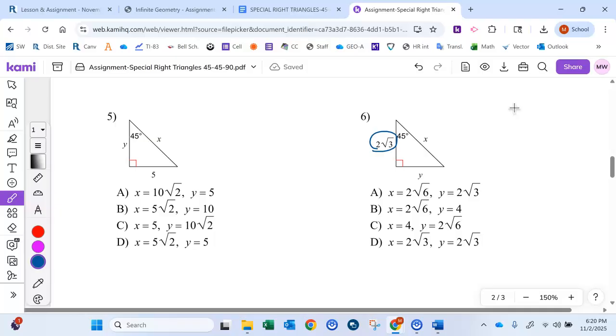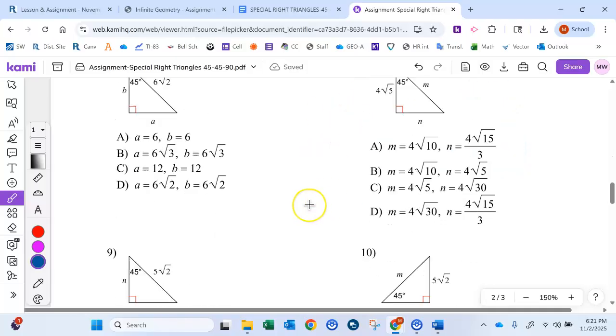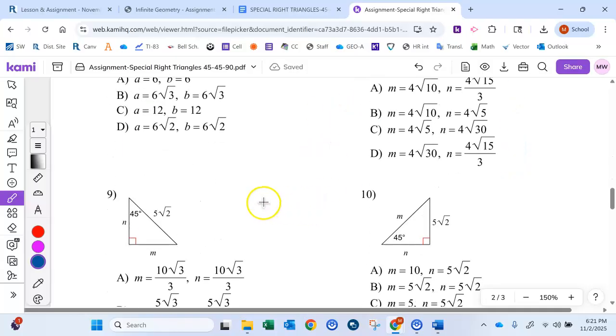Okay, so again, it's the leg, so that makes y also 2 root 3. And remember, leg times root 2 equals hypotenuse, right? So that means we've got 2 root 3 times root 2. Well, remember what I said earlier, these two are the same as 2 root 6. Okay, so that's going to be your x, and then the y was 2 root 3. Okay, so there you go. So now you can complete the whole assignment and just let me know if you have any questions, okay?